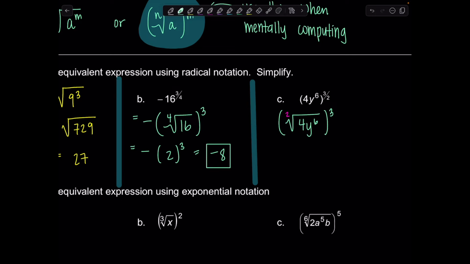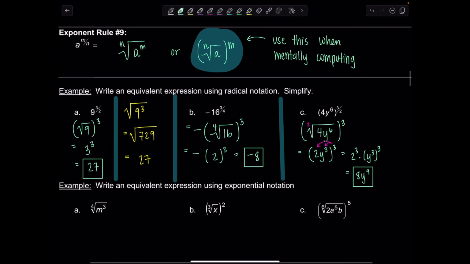So we're going to assume all variables are positive, so we don't have to contend with absolute value. And then here, square root of 4y to the 6th, that's going to be 2y cubed. And then all of that gets cubed. And then don't forget, we have another property that tells us we distribute that exponent. So then we have 2 cubed times y cubed cubed. And this ends up as, very good, 8y to the 9th. Beautiful, beautiful.